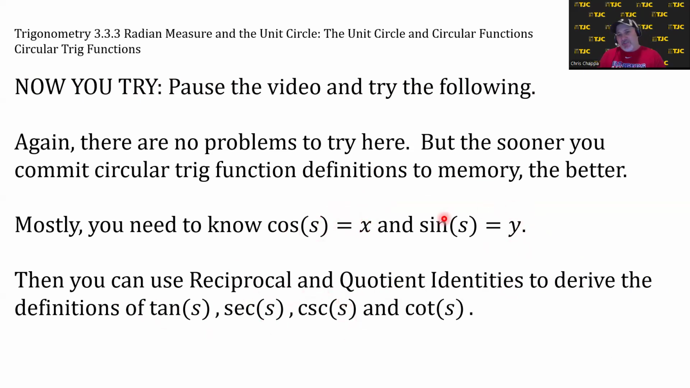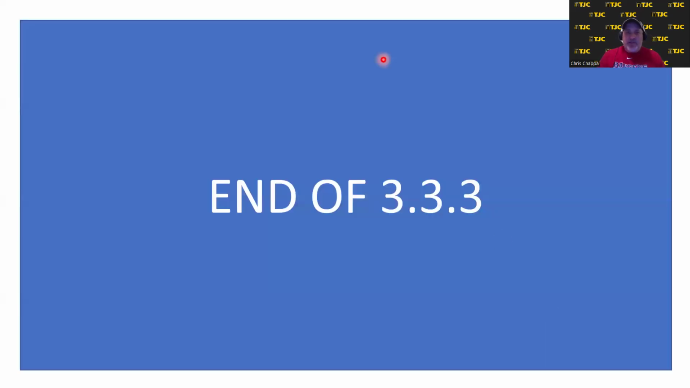cosecant, which is the reciprocal of sine, so it's 1 over y, and cotangent, which is either cosine over sine, x over y, or the reciprocal of tangent. Either way, it's still x over y. So at least know cosine equals x and sine equals y. Oh, and that's the end of that video.